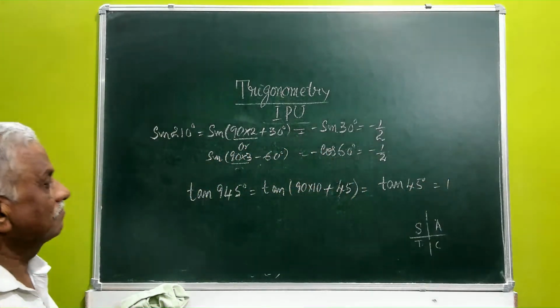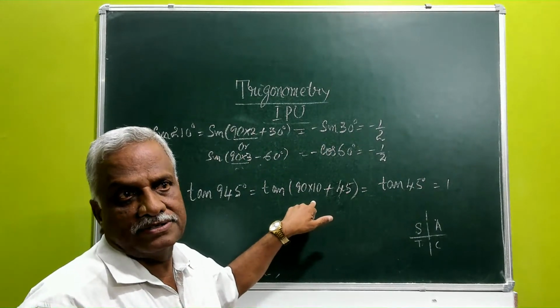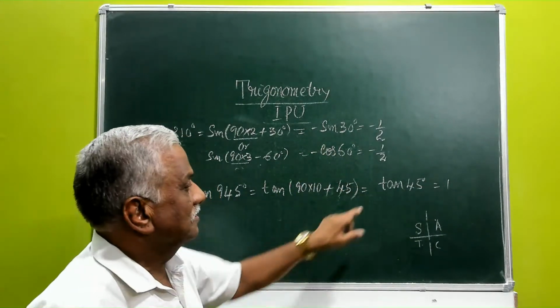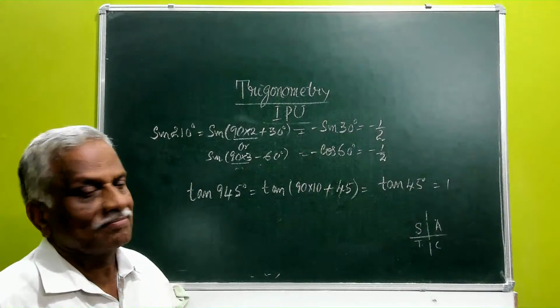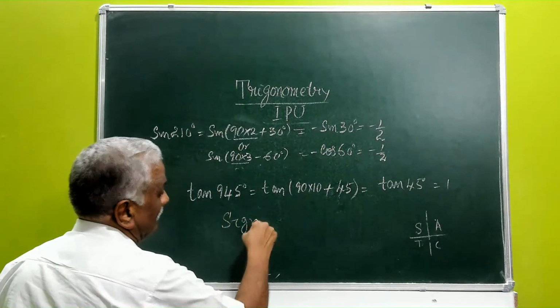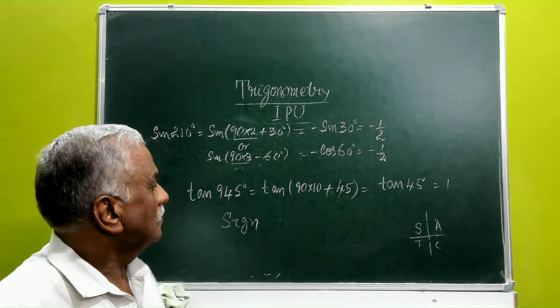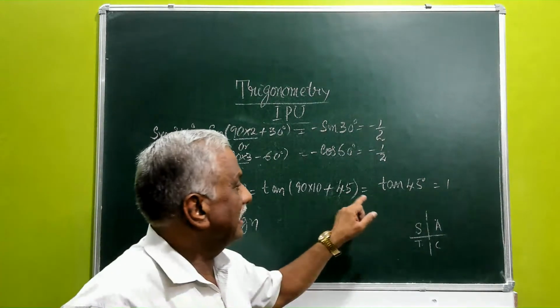I repeat, 90 into 10 is an even multiple, so the trigonometric function will not change. So I write tan 45 only. Now I should decide about the sign. So what is the sign? 90 into 10.